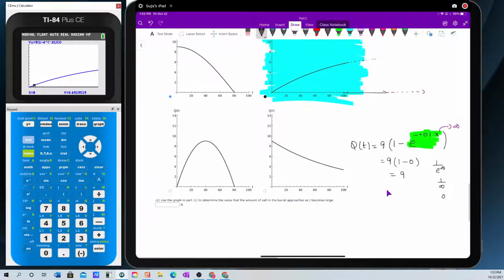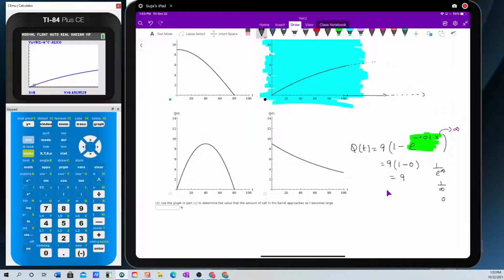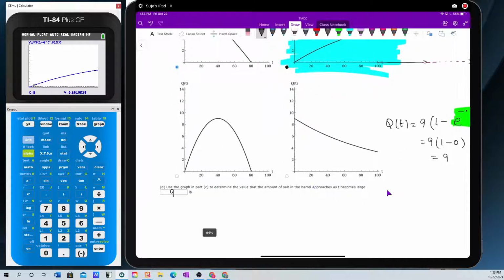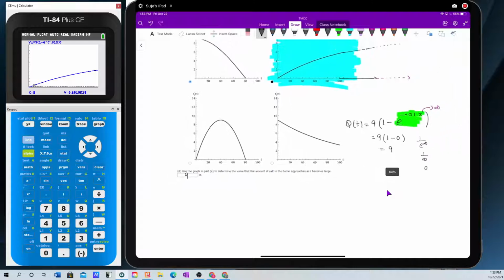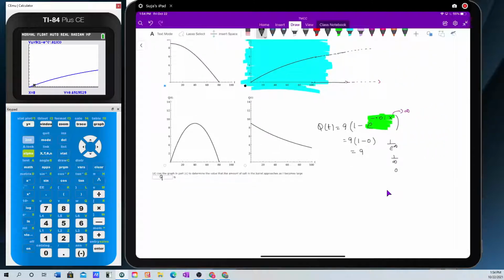So what's happening here is the graph is approaching 9. It's going to go like that and flatten out. And at 9, I'm going to have a horizontal asymptote. So the answer for this is 9 lb. I cannot see it very clearly from this graph because of the scales, but as it goes to the right extreme, it's going to approach 9. I double checked it in an algebraic way too.